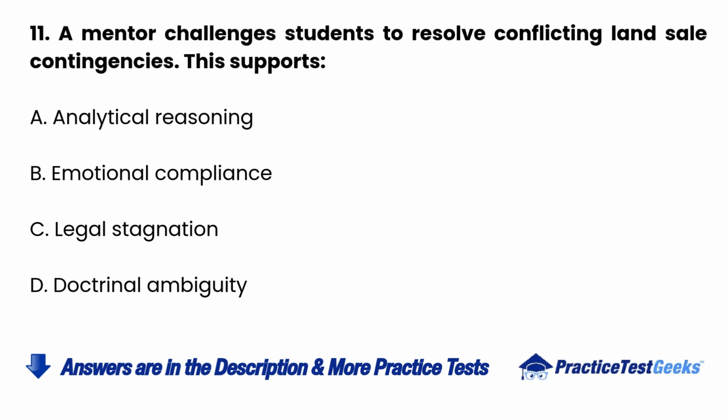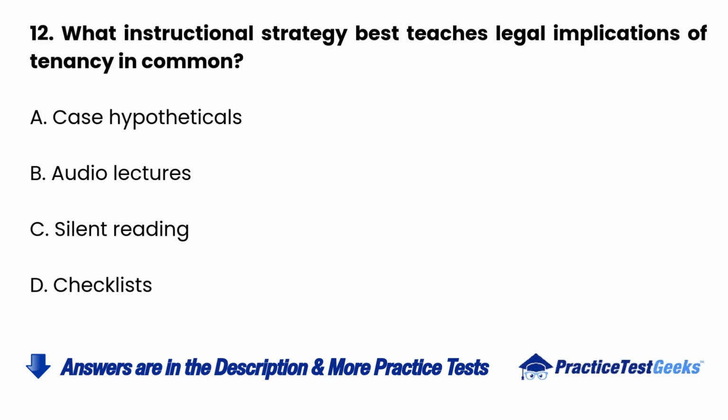11. A mentor challenges students to resolve conflicting land sale contingencies. This supports A. Analytical reasoning. B. Emotional compliance. C. Legal stagnation. D. Doctrinal ambiguity.